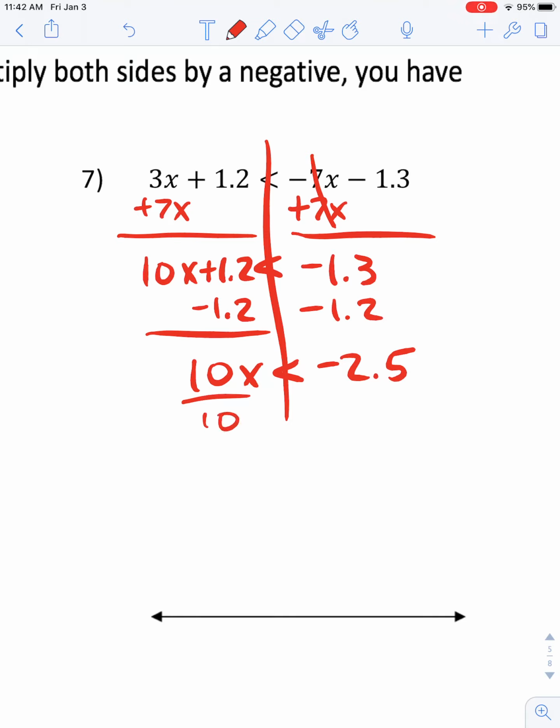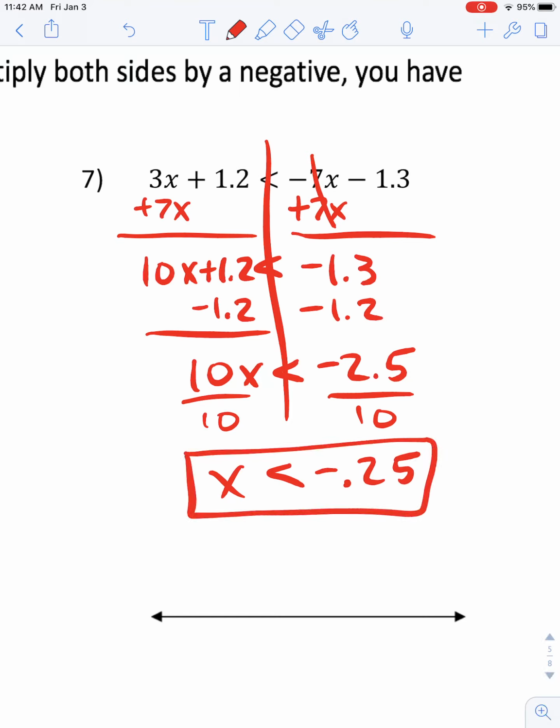Then I'm going to divide by 10. With decimals, I don't really want decimals within fractions, so I'm just going to take this answer as a decimal. Notice I didn't divide by a negative, so I can keep that as a less than. And I'm going to go to my calculator and do negative 2.5 divided by positive 10. And that's going to give me an answer of negative 0.25. And there's our solution. I go to my graph, negative 0.25, open dot, shade to the left. It's open because it wasn't or equal to, and we shaded to the left because the arrow pointed to the left.